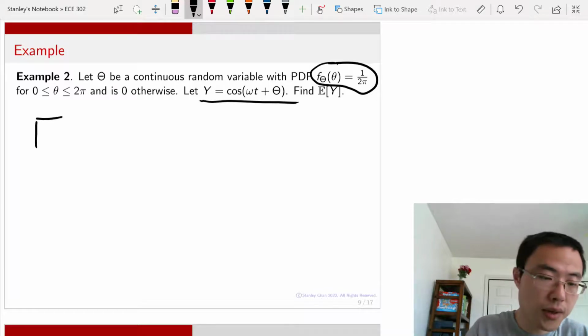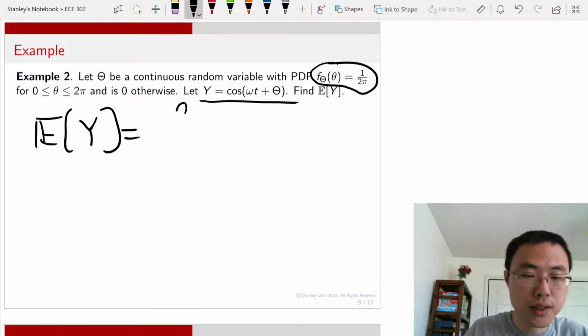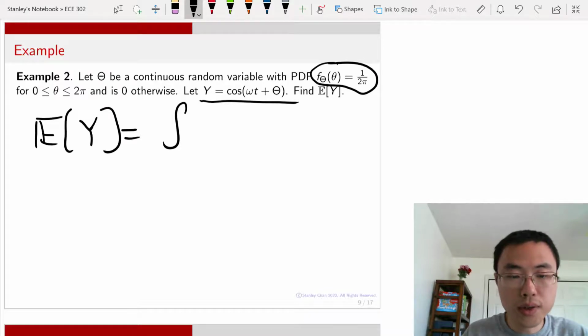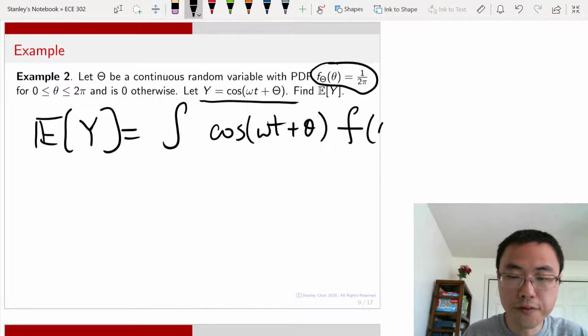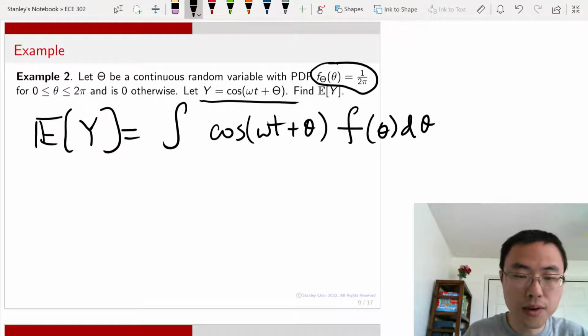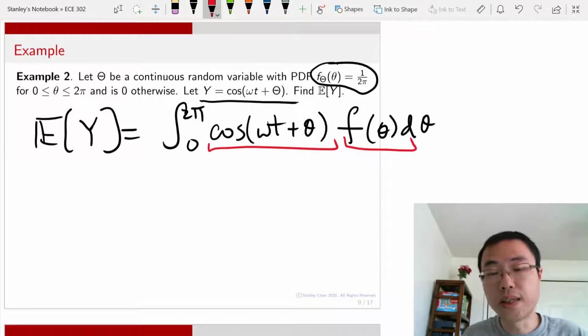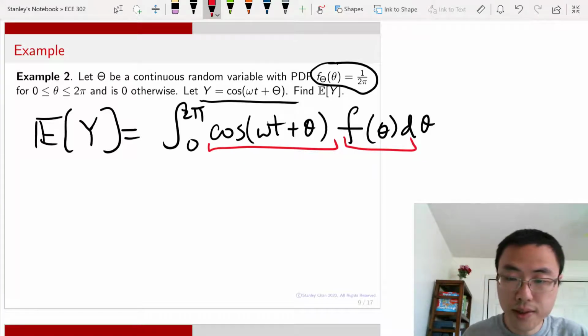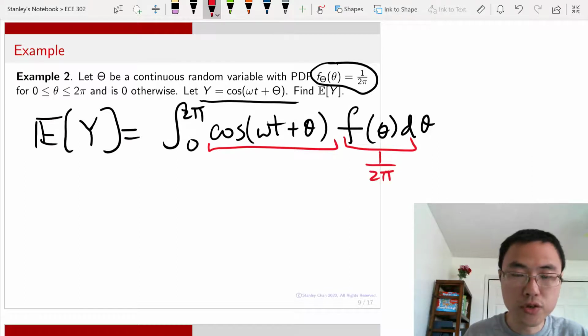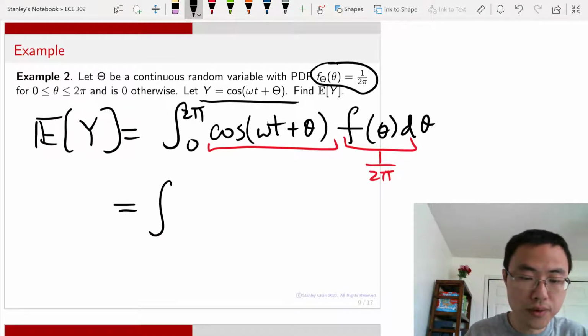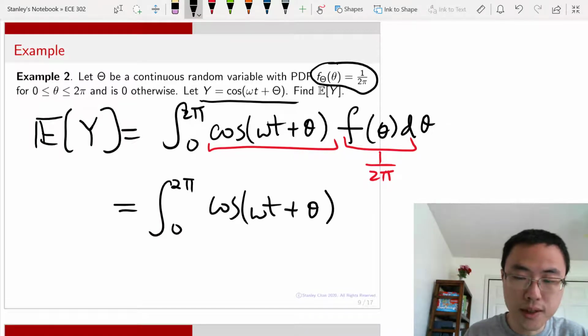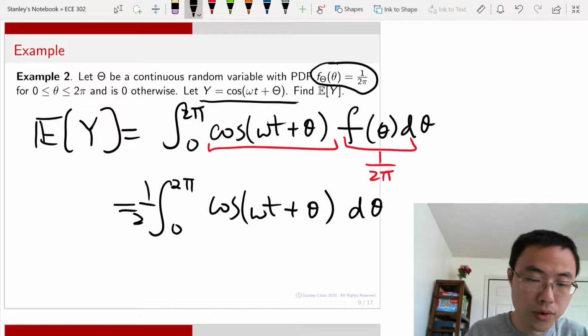Okay, so what is the expectation? Expectation of y is the integration. And what is the function? The function is cosine of omega t plus theta, and then you have f of theta d theta. Theta will go from 0 to 2 pi. You see that this is just that function, and that is the probability density function, which is 1 over 2 pi. So we can evaluate that: you're integrating from 0 to 2 pi, cosine of omega t plus theta, d theta, times 1 over 2 pi.